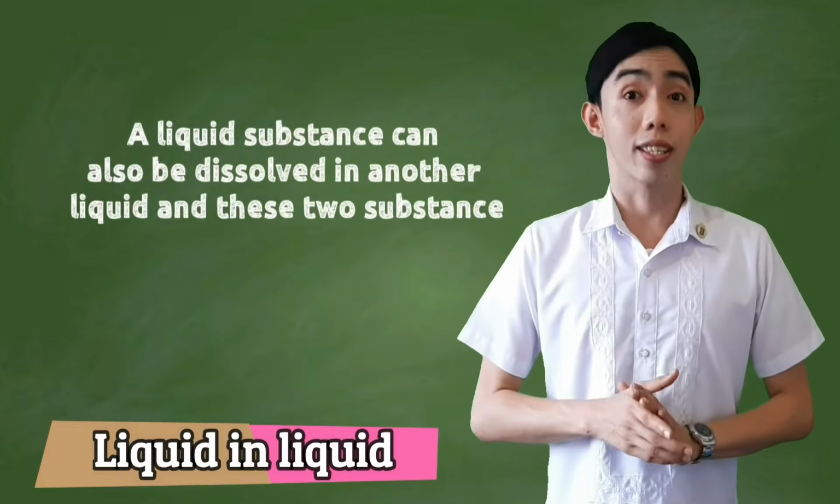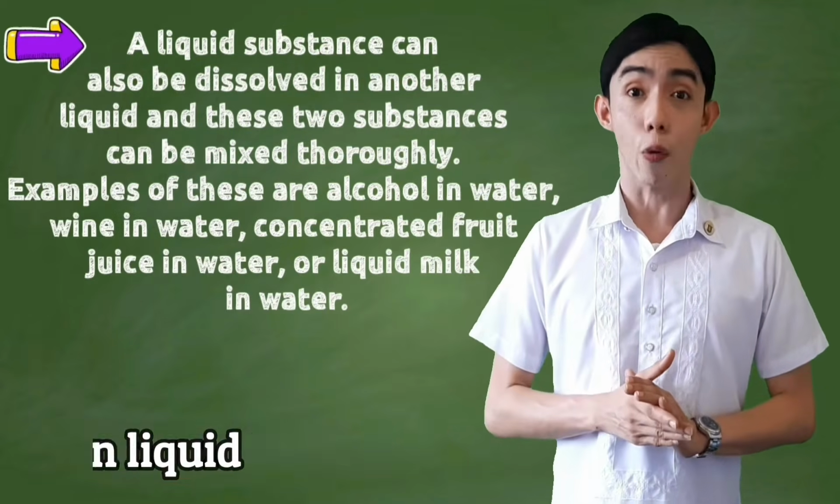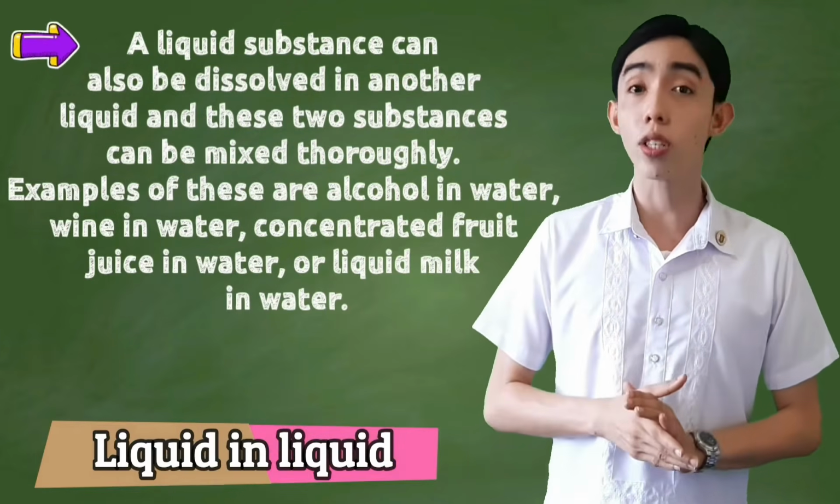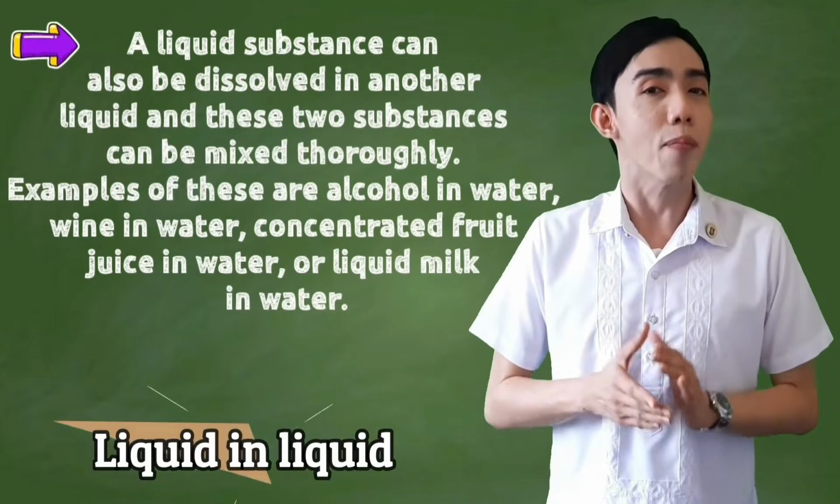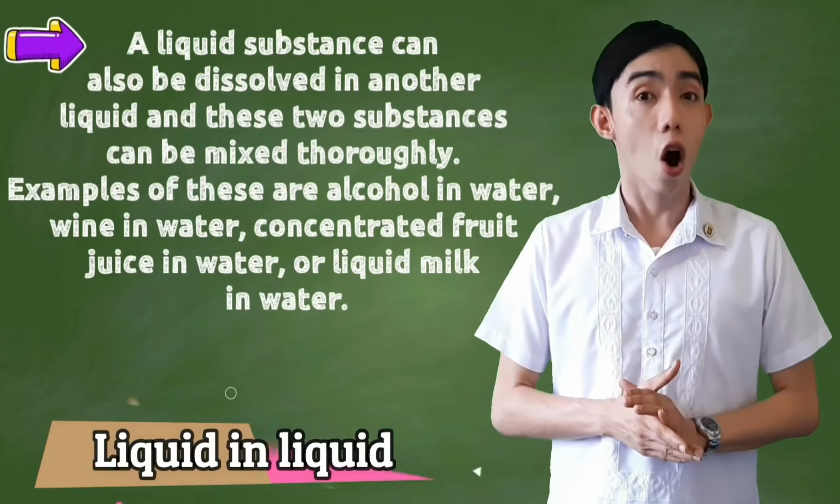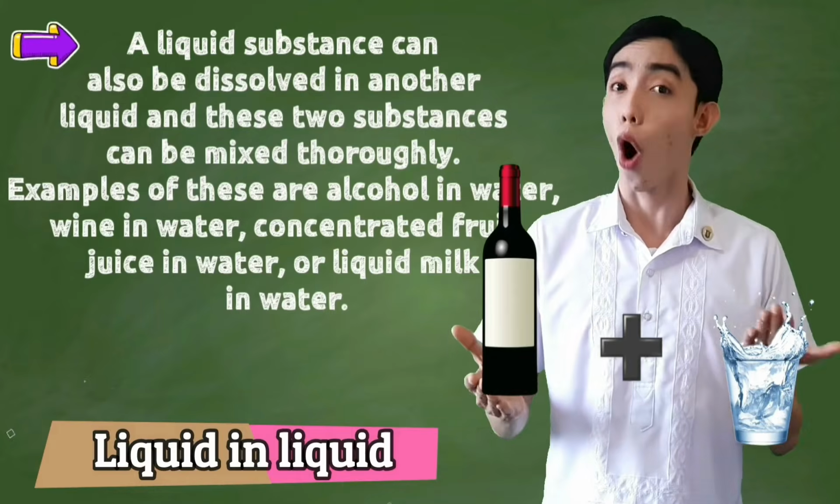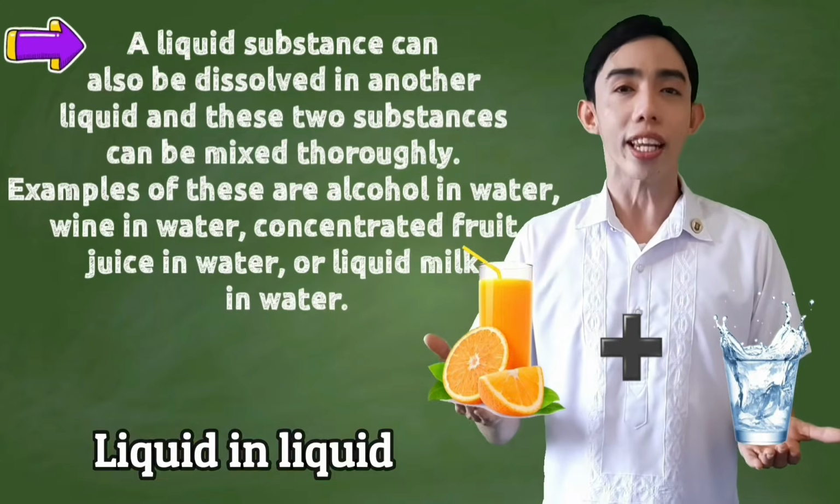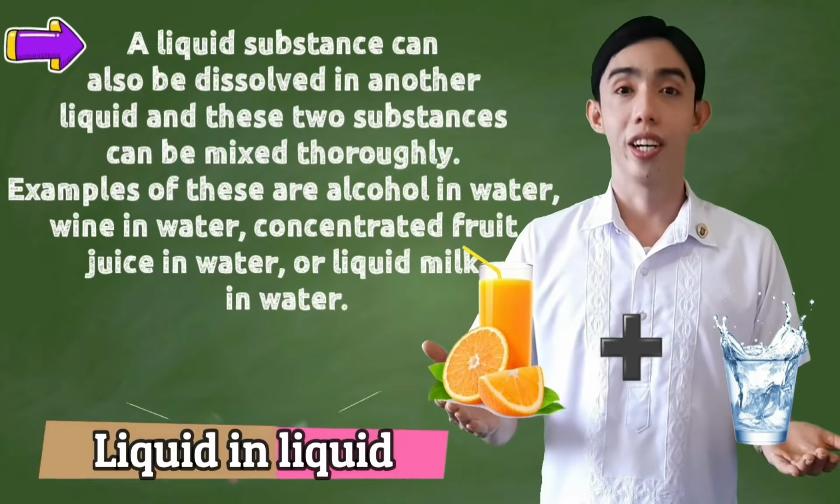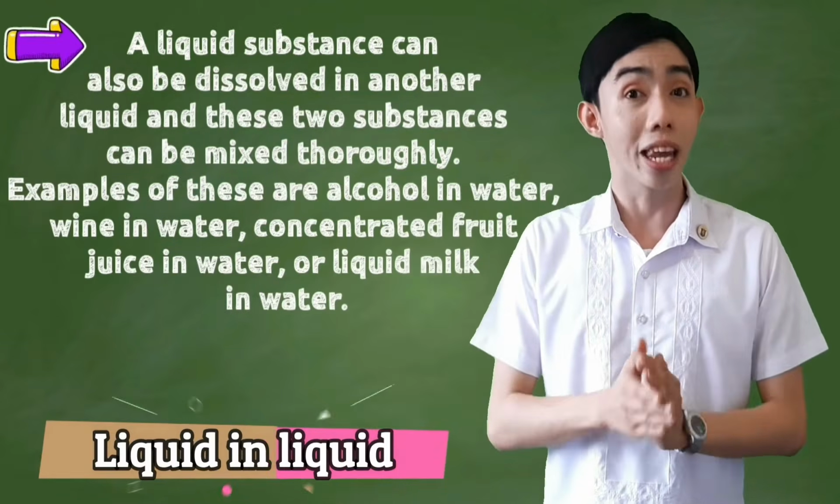Second type, liquid in liquid. A liquid substance can also be dissolved in another liquid, and these two substances can be mixed thoroughly. Examples of these are alcohol in water, wine in water, concentrated fruit juice in water, liquid milk in water, and many more.